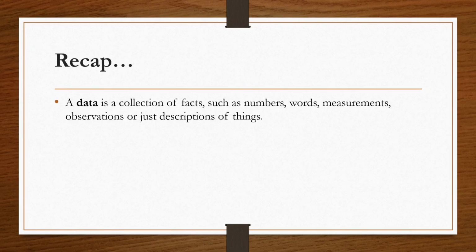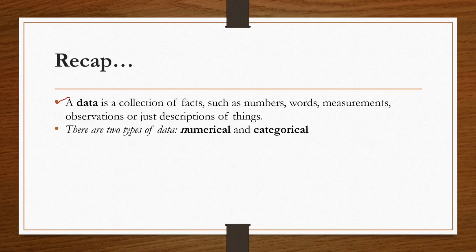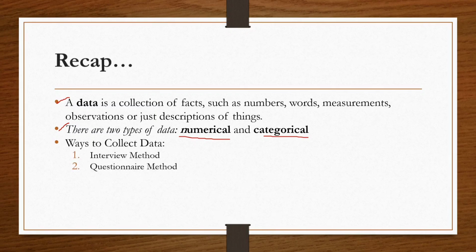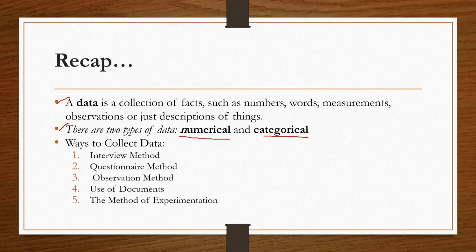Again, let us have a recap of what we have discussed in this lesson. Data is a collection of facts such as numbers, words, measurements, observations, or just descriptions of things. Another thing that we have learned is the two types of data, the numerical data and categorical data. Now, there are also 5 ways in which we can collect data. The first one is through interview method, through questionnaire method, observation method, through the use of documents, or through the method of experimentation.